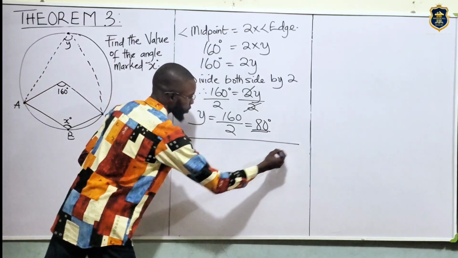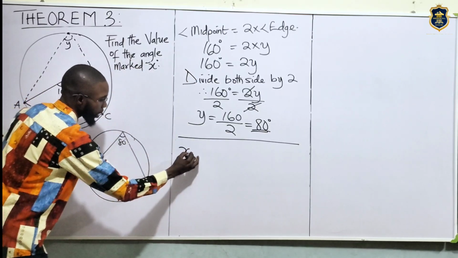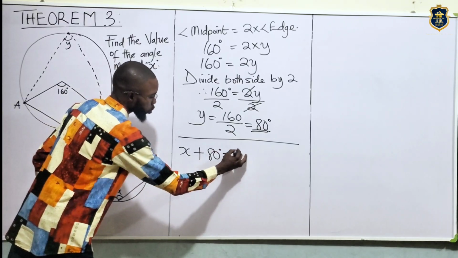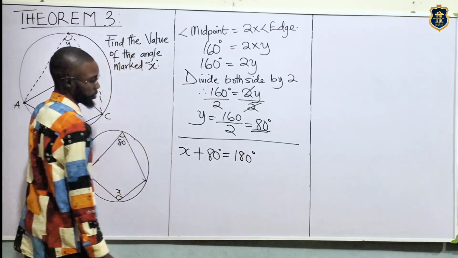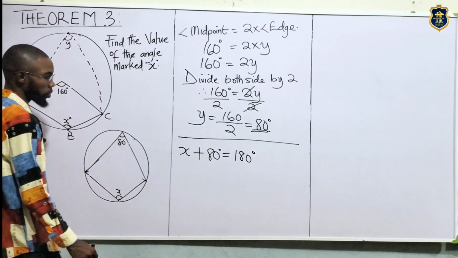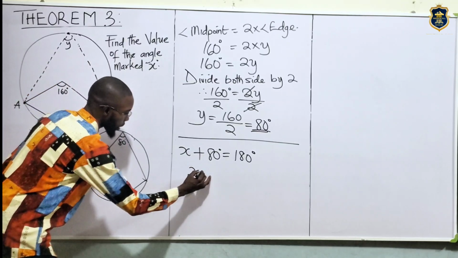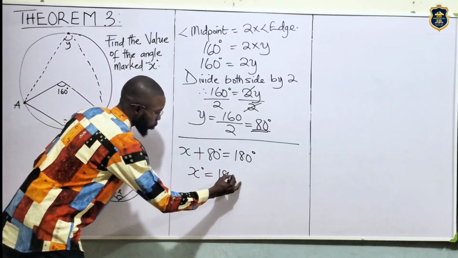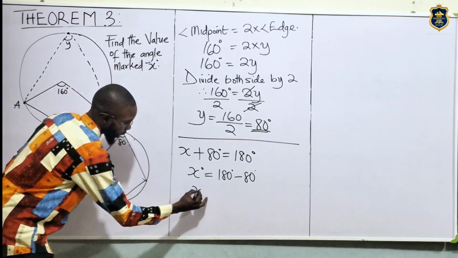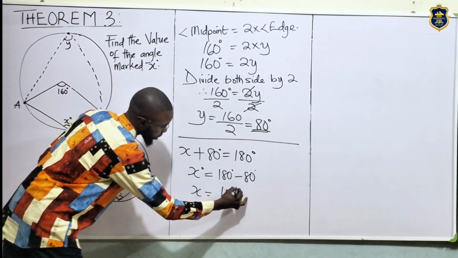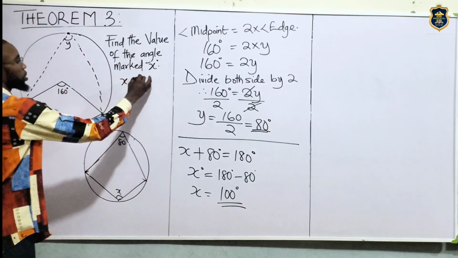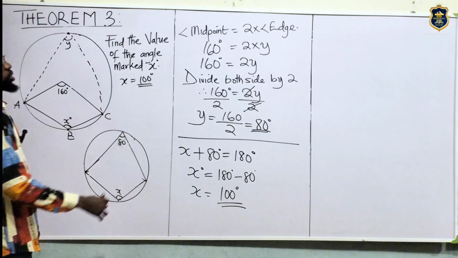So from that, we can say x plus 80 degrees is equal to 180 degrees. And you know the reason why now, right? Opposite angles of a cyclic quadrilateral add up to 180. So from there we say that x degrees will be equal to 180 degrees minus 80. x becomes 100. See how easy it is? The value marked x is simply 100 degrees.